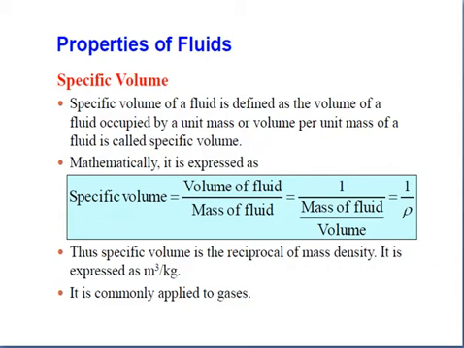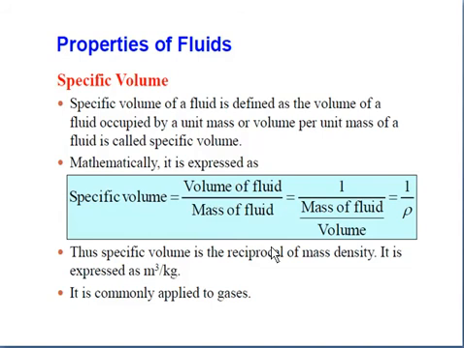Specific volume of the fluid is defined as the volume of a fluid occupied by unit mass, or volume per unit mass of the fluid. As per the definition, mathematically specific volume is expressed as volume of the fluid divided by mass of the fluid. See this expression. Specific volume is equal to volume of the fluid divided by mass of the fluid.